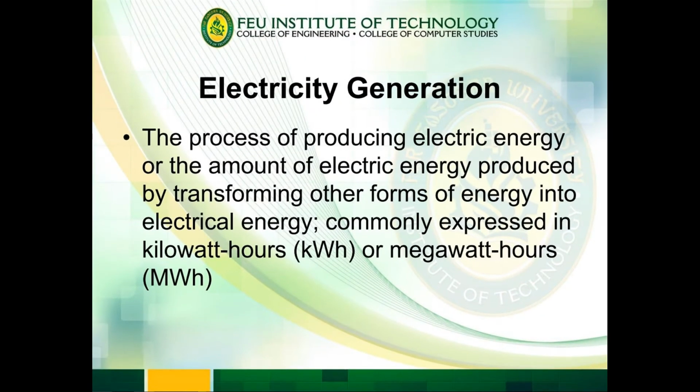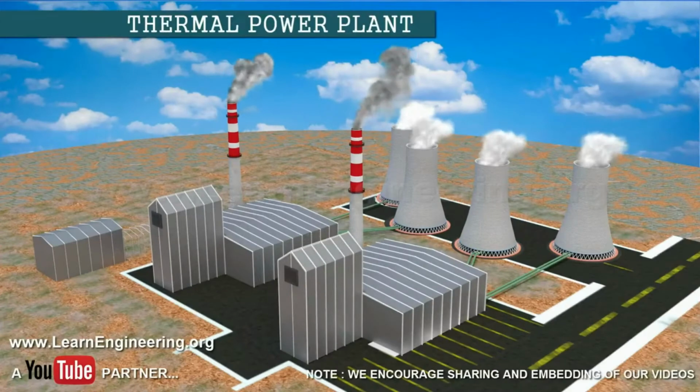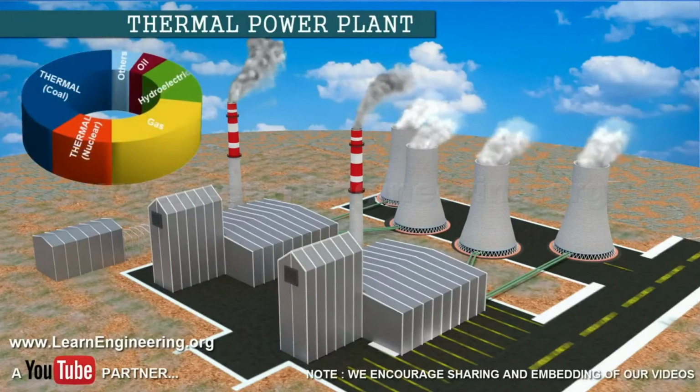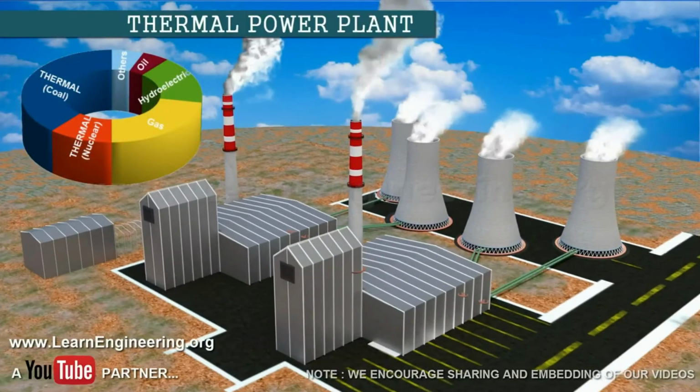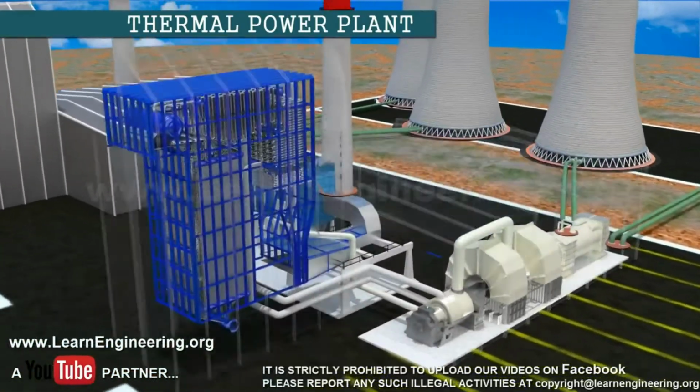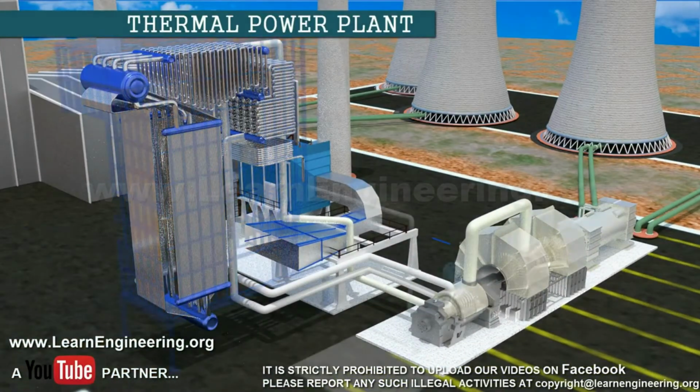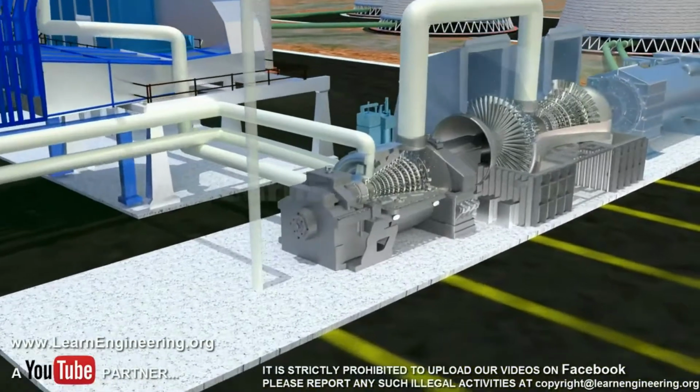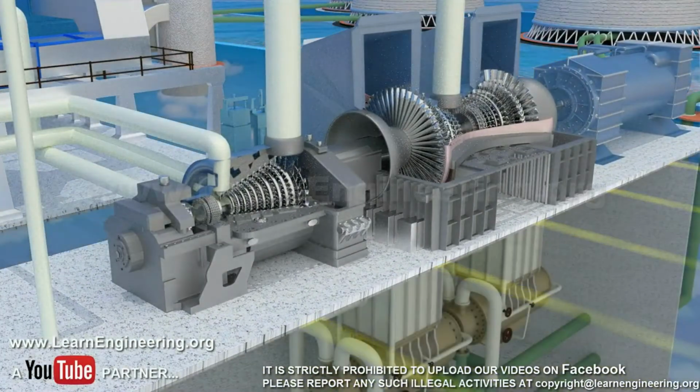Electricity generation. The process of producing electric energy, or the amount of electric energy produced, by transforming other forms of energy into electrical energy, commonly expressed in kilowatt hours, kWh, or megawatt hours, MWh. Power station. A power station, also referred to as a generating station, power plant, powerhouse, or generating plant, is an industrial facility for the generation of electric power.